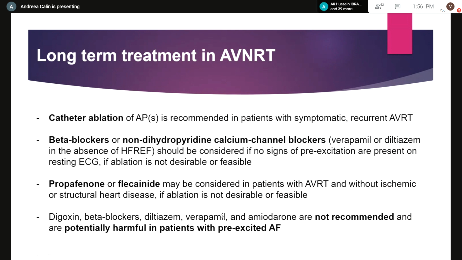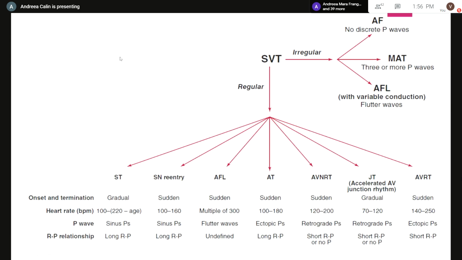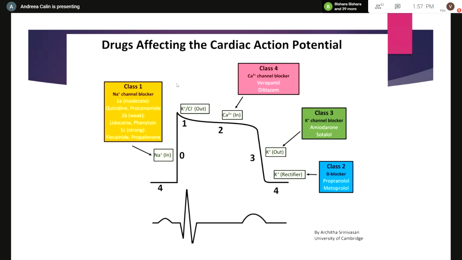But there are some medications that are not recommended and potentially harmful in patients with pre-excited atrial fibrillation, and these are digoxin, beta blockers, and calcium channel blockers, and even amiodarone that may be dangerous in these patients in the presence of atrial fibrillation with pre-excitation. There is an algorithm here that will give you some clues of orienting on ECG. And also I've put this slide with the classification of antiarrhythmic drugs in these 4 classes, just to remember pharmacology of antiarrhythmic drugs.